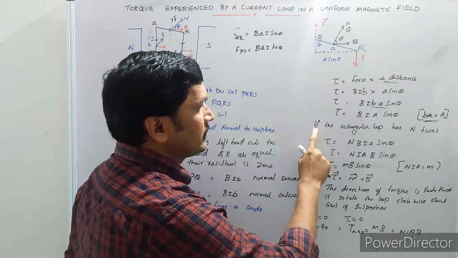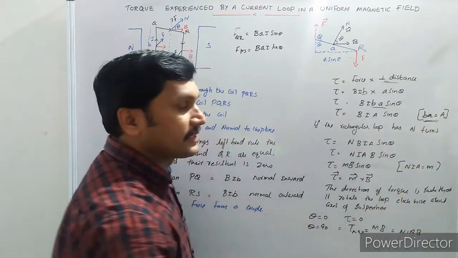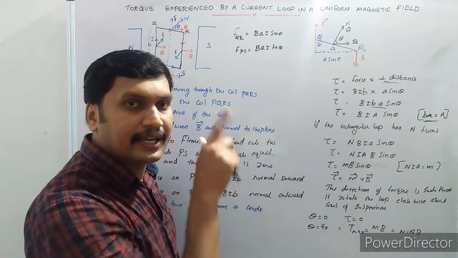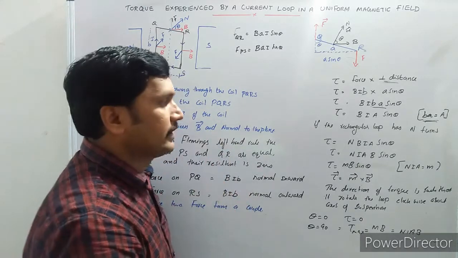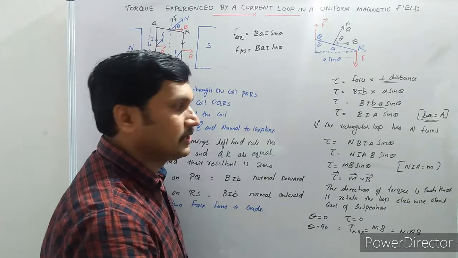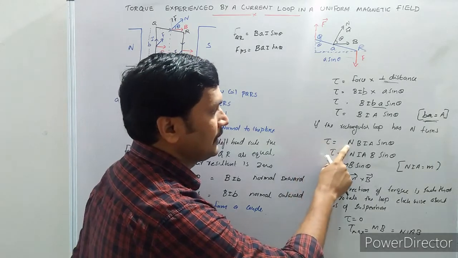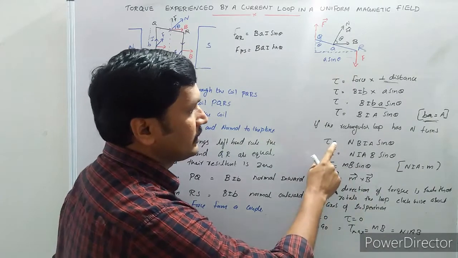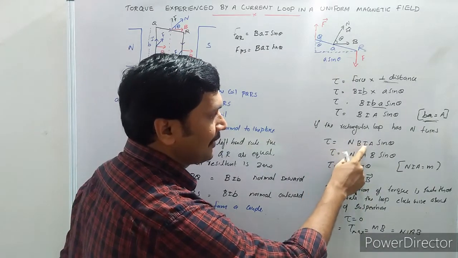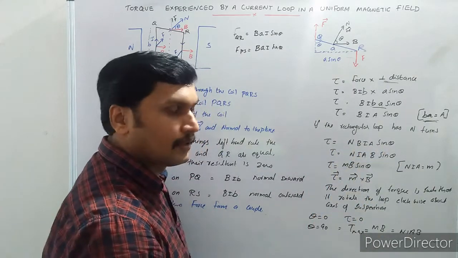Suppose the rectangular loop has n number of turns, instead of a single turn. If the rectangular loop has n number of turns, you can write the torque is equal to NBIA sine theta.